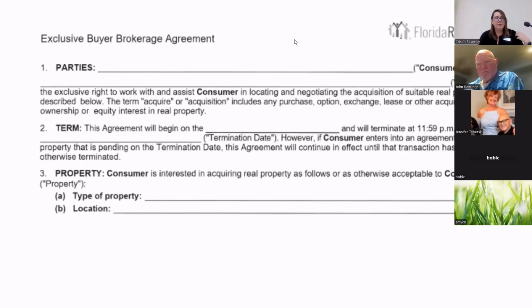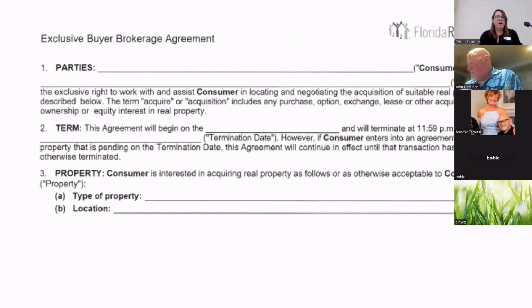We have the term of the contract, number 2. This agreement will begin on whatever it is that the broker and customer, or you and the customer, decide upon, and will terminate at 11:59 p.m. on whatever date you decide. So just keep in mind that this can be a 2-day agreement, it can be a 2-month agreement, it can be a 6-month agreement. It is whatever the customer and the broker agree to.